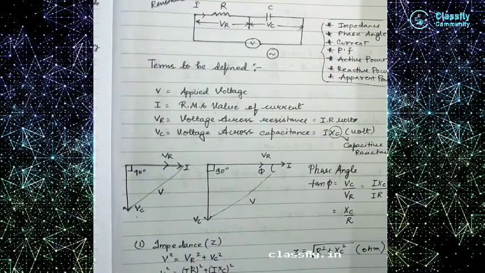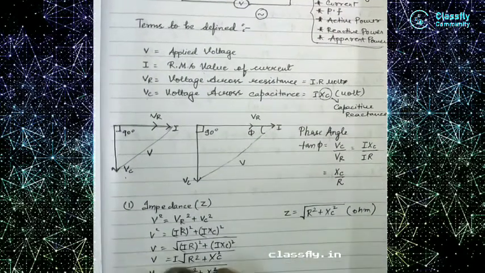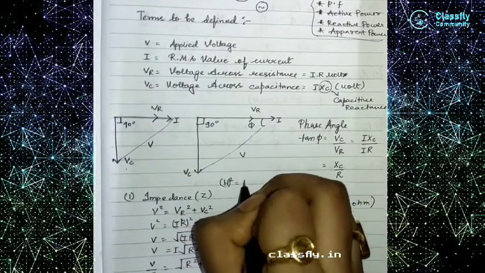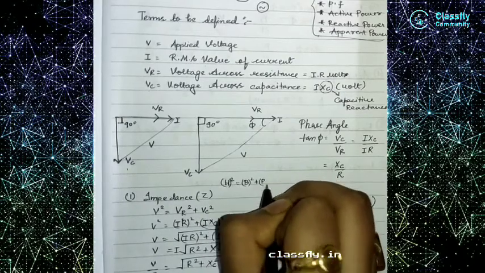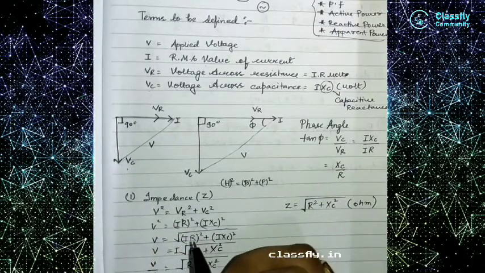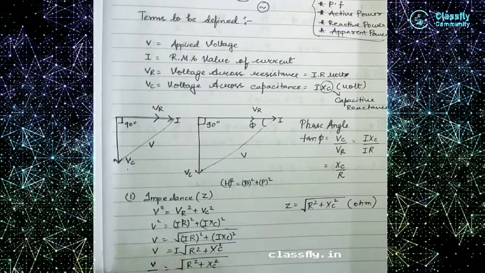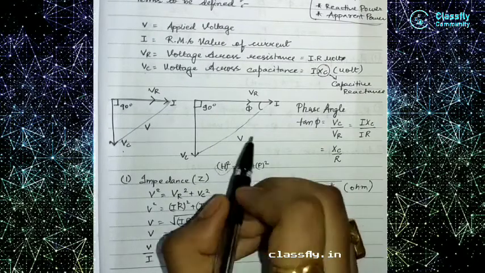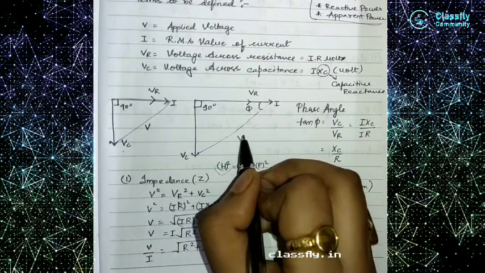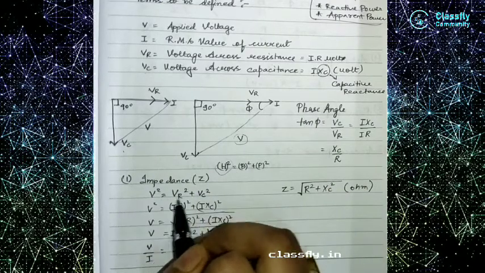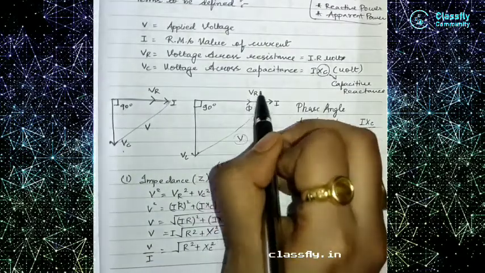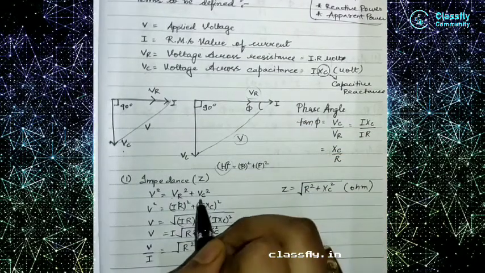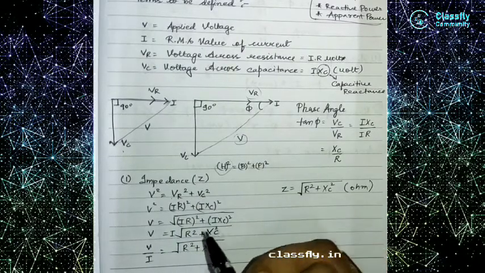Simple. Now according to the Pythagoras theorem, hypotenuse square is equal to the base square plus the perpendicular square. So for finding the impedance, that is Z, what is the hypotenuse in the phasor diagram? Yes, it is V. So we will write V square equal to, and what is the base? It's VR. So we will write VR square plus VC square because it is the perpendicular.